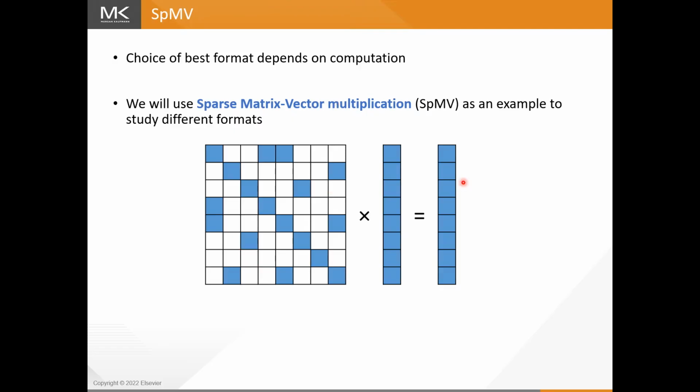But we might want to do things like sparse matrix, sparse vector multiplication. We might want to do sparse matrix multiplication. We might want to do sparse matrix, dense matrix multiplication. We might want to do, in your project for example, a sparse matrix lower triangular solver. So there are different kinds of computations you can do with sparse matrices, and for different computations, different formats will be better.